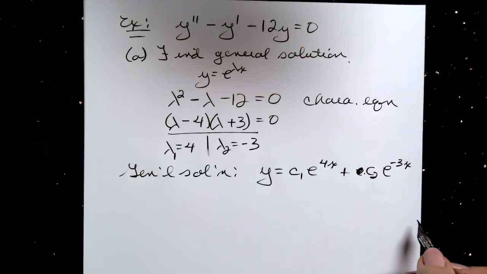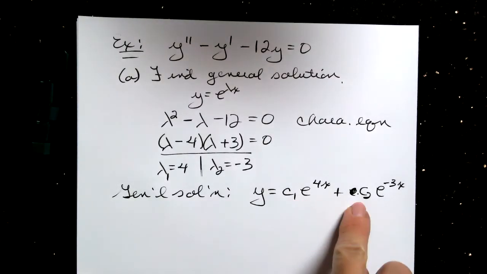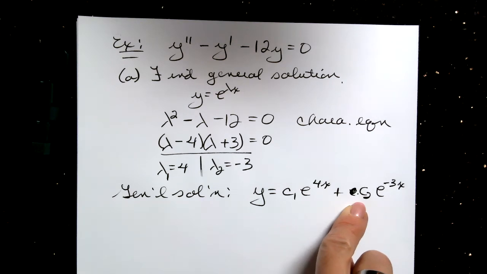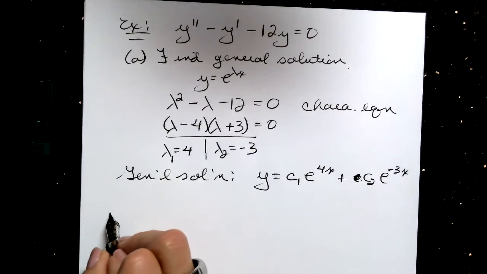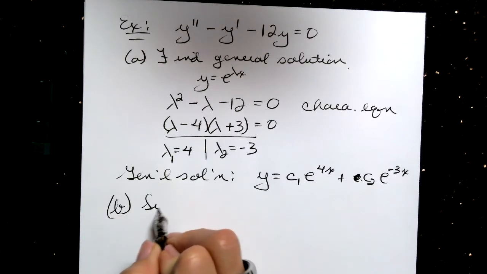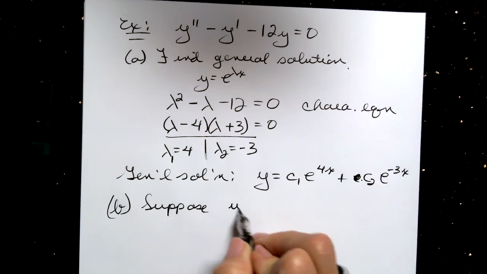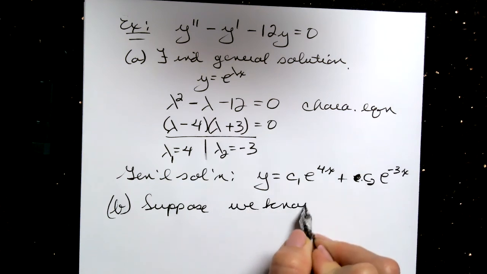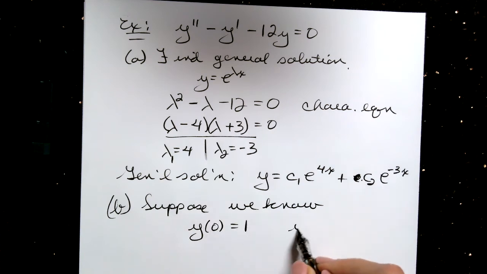Okay. Now that's a second order equation. Notice we have two arbitrary constants. So if you wanted to pin down a precise solution, you would need two pieces of data. So let's suppose in addition, we know that y of 0 equals 1 and y prime of 0 equals 0.